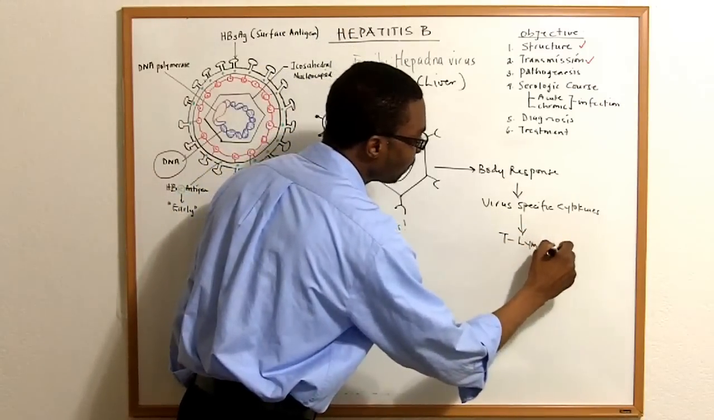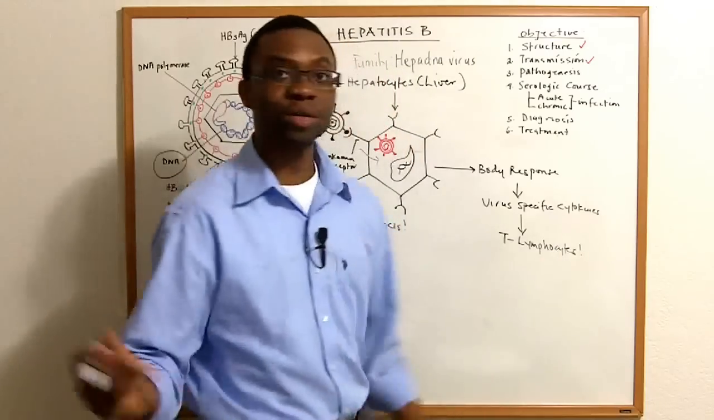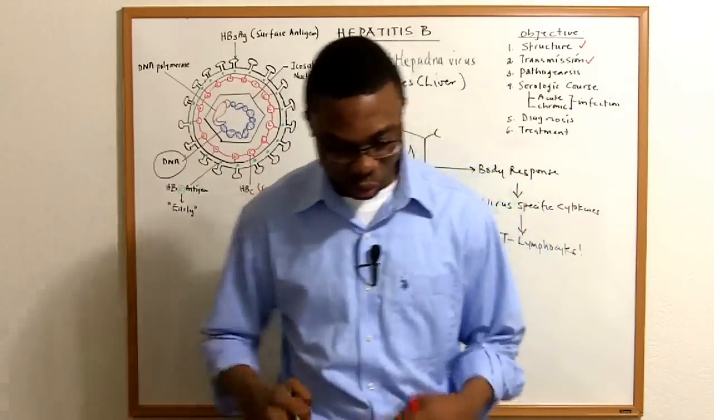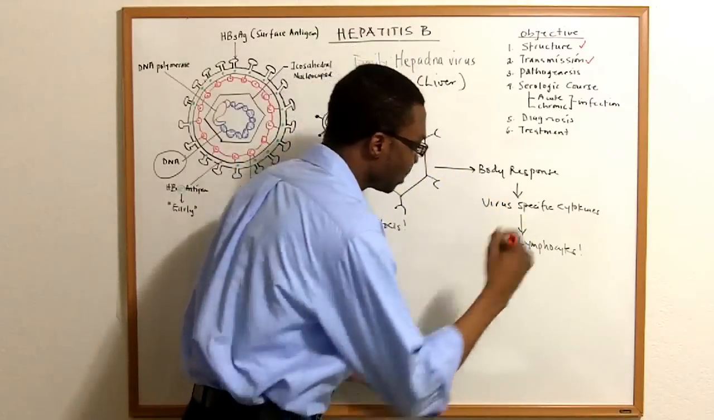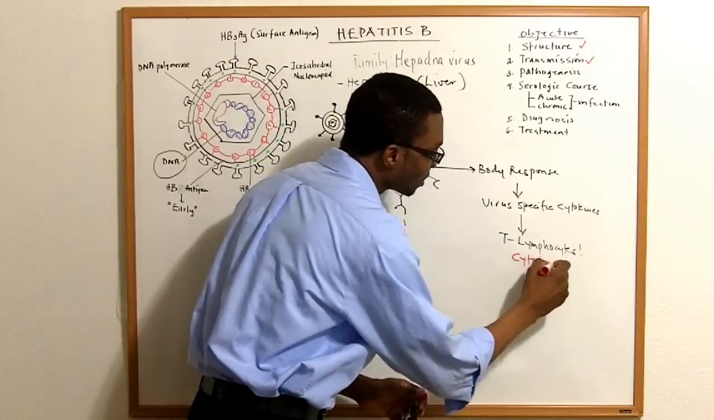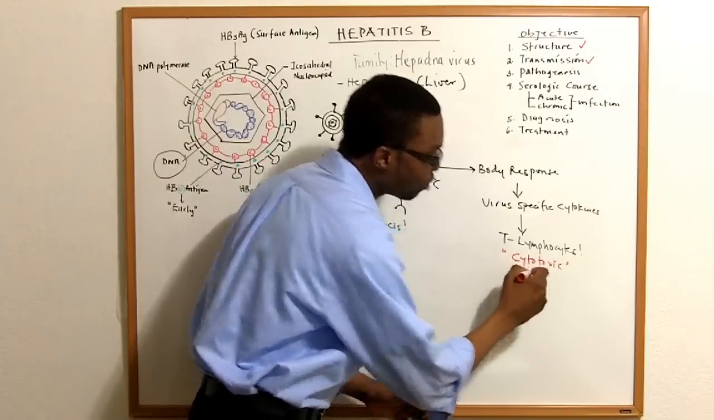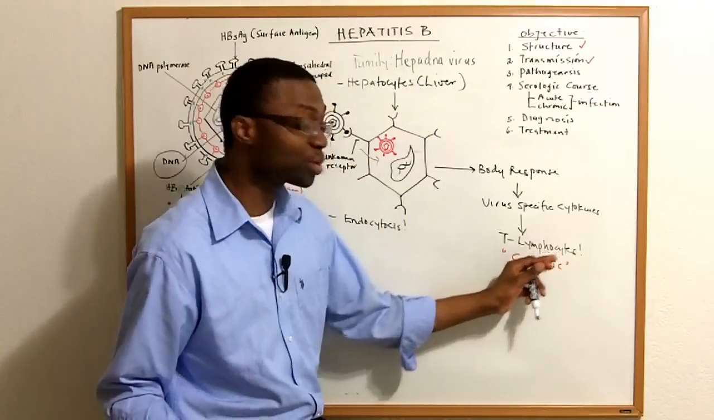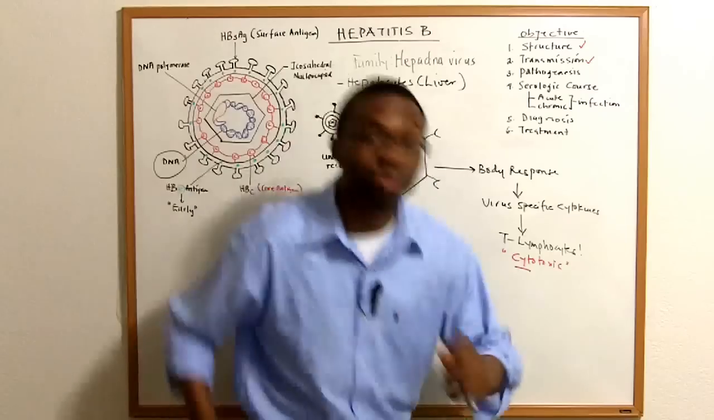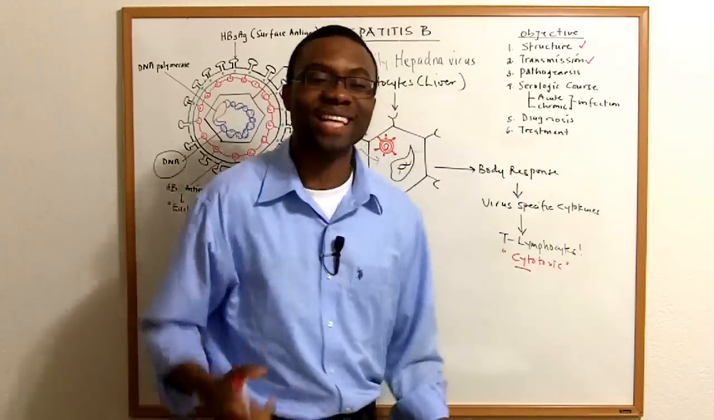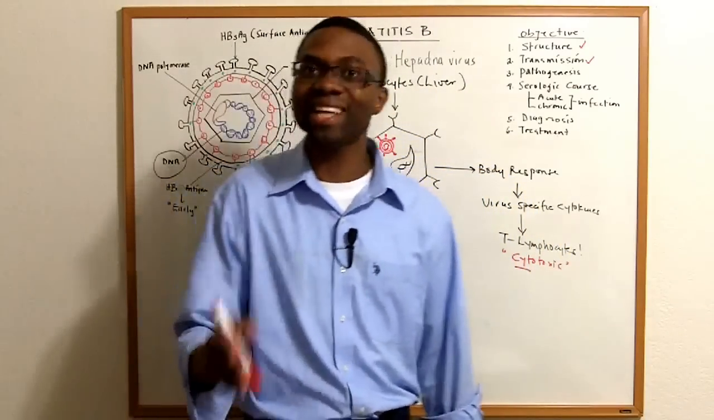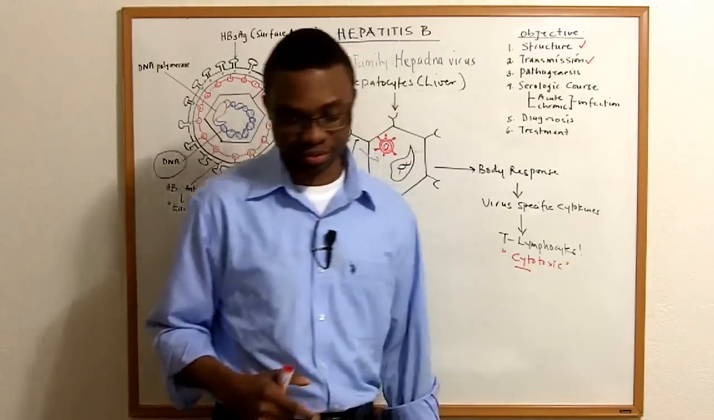T lymphocytes are recruited into the liver, where, when the T lymphocytes come in, these are actually cytotoxic. Let's look at the word cytotoxic. Cyto means cell. They're actually toxic to the cell itself. So the viruses are running, the T lymphocytes are running to the spot to go find the virus and kill it. It's an assassination mission.